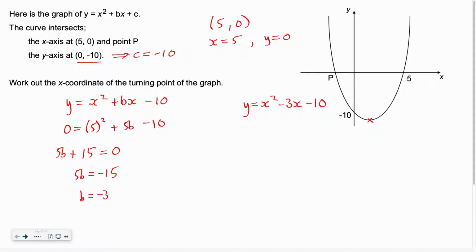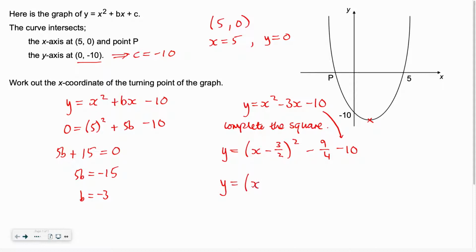And to find the turning point of the graph, we need to complete the square. And when we complete the square, we're still going to have y equals, because the graph's still going to be y equals. And we're going to halve the number here in front of x, that's going to become -3 over 2. We're going to square that, and then we're going to take away what the square of this number is, so that's 9 over 4. And then we still need to minus that 10, and then y will equal (x minus 3 over 2) squared, and that will become minus 49 over 4.